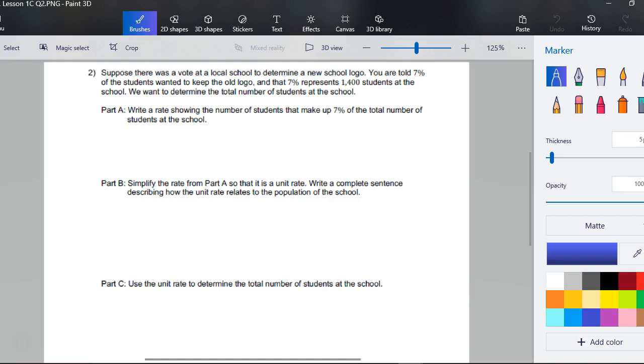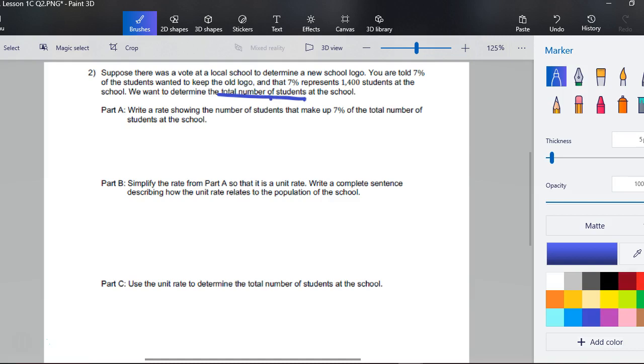or if you need more help on question 2 and 3 after we've completed working them together. Question 2 starts out, suppose there was a vote at a local school to determine a new logo. You were told 7% of the students wanted to keep the logo, and that 7% represents 1,400 students. We want to determine the total number of students. I just made the video for the 1332 class, and we did it a different way than this. This is an additional thought on how to take care of this problem. So you're going to have multiple ways, multiple resources.